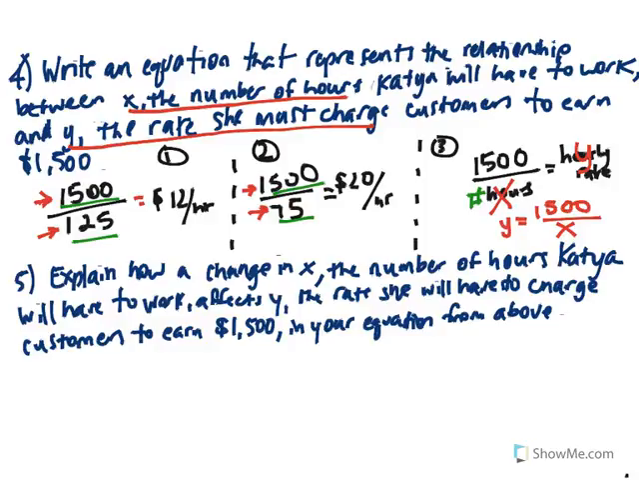Now in this part it says, explain how a change in X, or the number of hours Katya will have to work, affects Y, the rate she will have to charge customers to earn $1,500 in your equation from above. Okay, well, this is our equation from above, and it represents the relationship between the number of hours worked and the rate that Katya will charge.